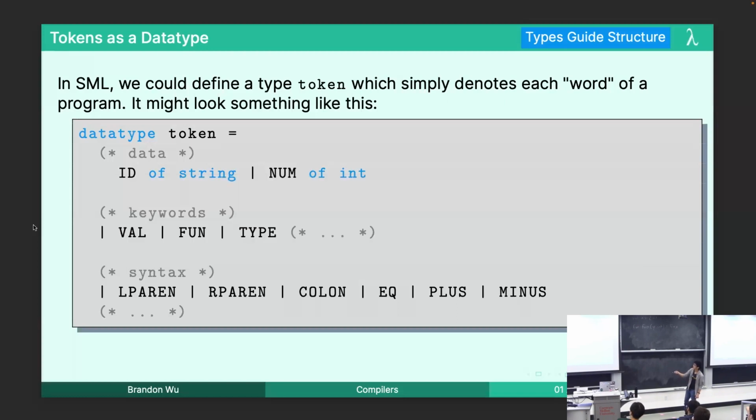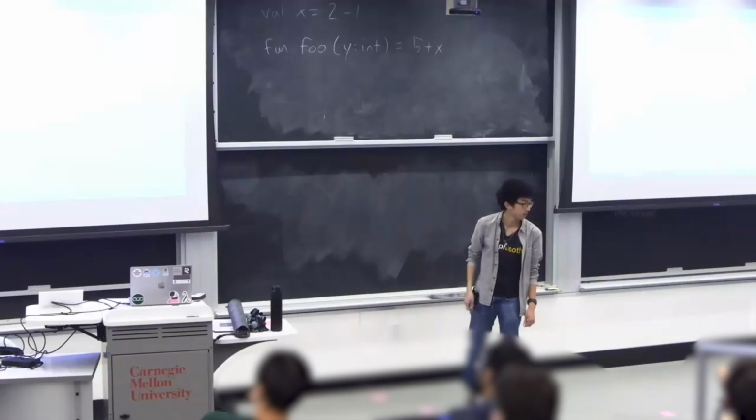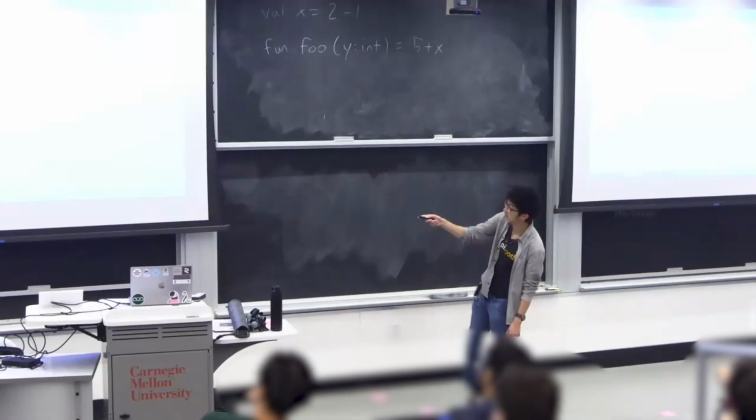So this is a variant. I'm saying that a token can be any of these things separated by bars. It might be val, might be fun, might be type. It also might be an identifier with a string attached, and so on and so forth. Yeah, we say no strings attached, but in this case of id, that's not true.